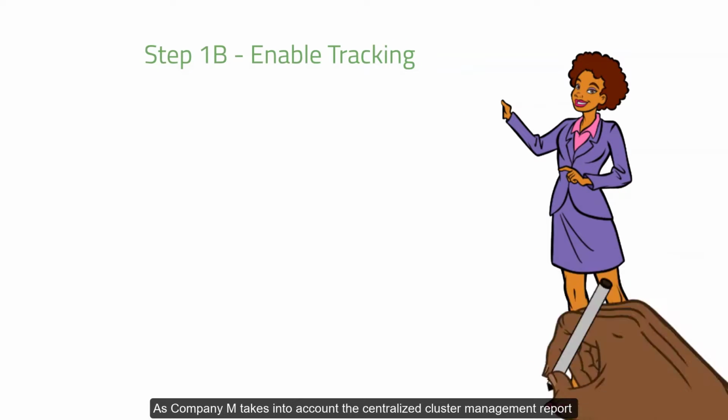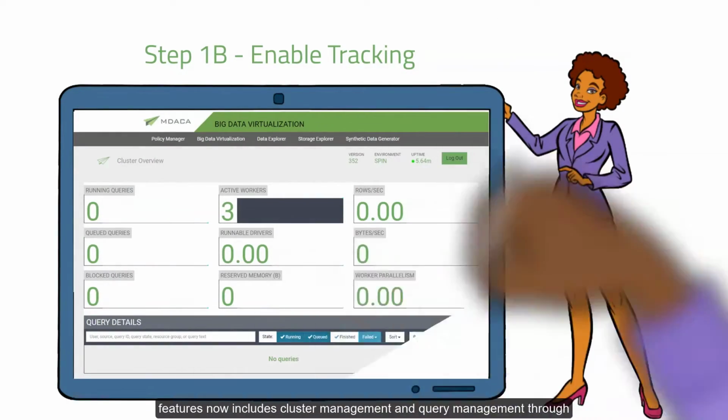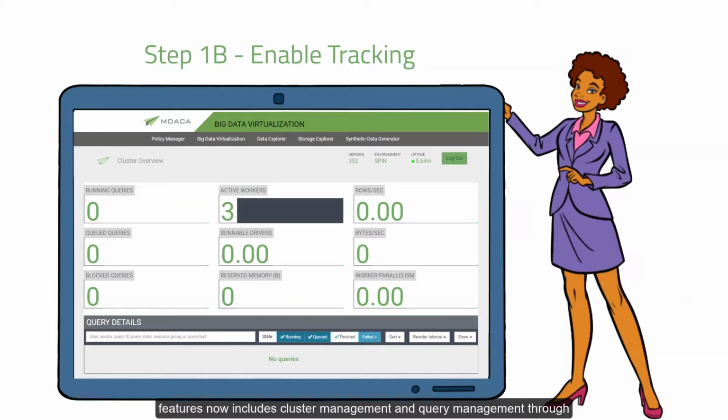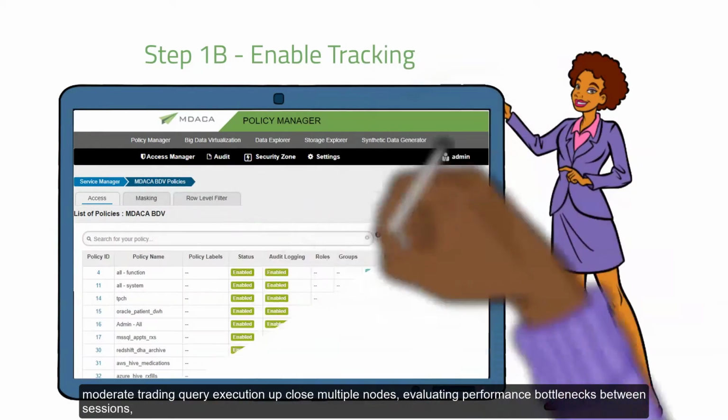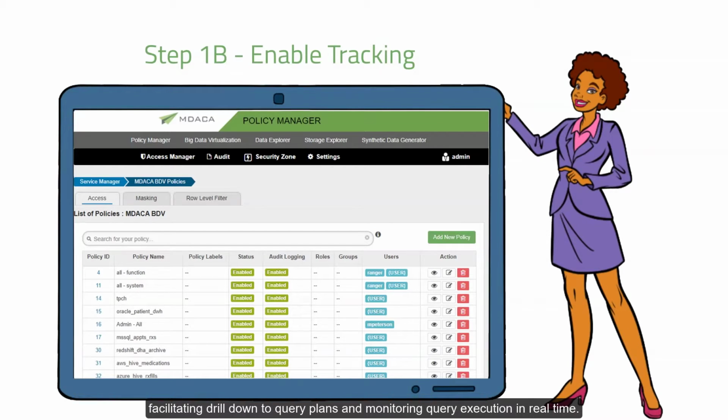As Company M takes into account the centralized cluster management, the core features now include cluster management and query management through an easy-to-use administration UI, managing cluster resources, monitoring query execution across multiple nodes, evaluating performance bottlenecks between sessions, facilitating drill down to query plans, and monitoring query execution in real time.